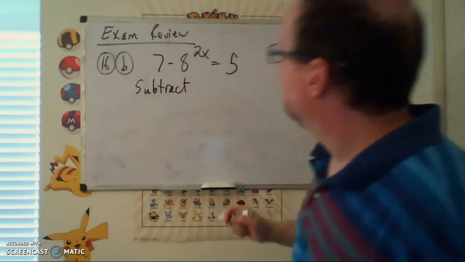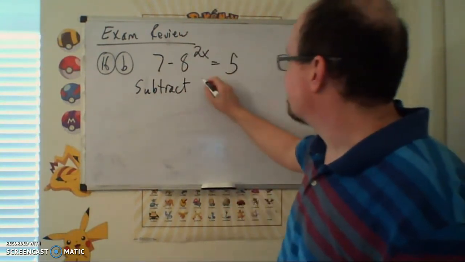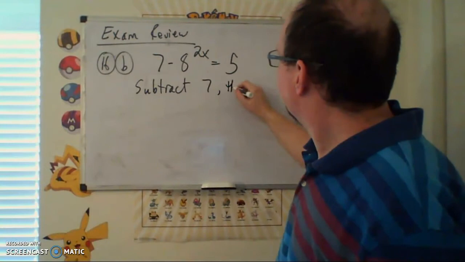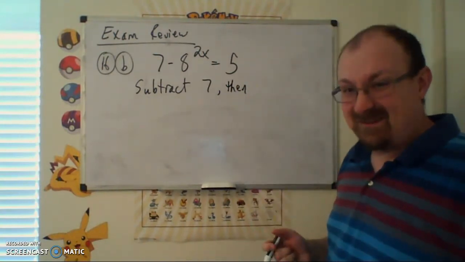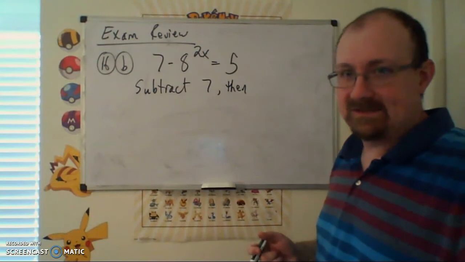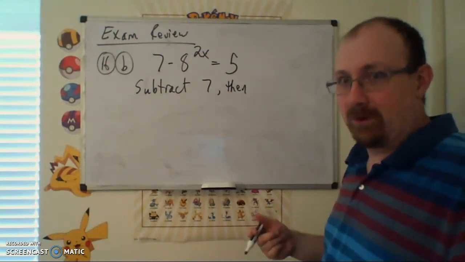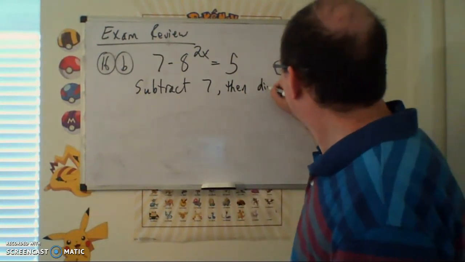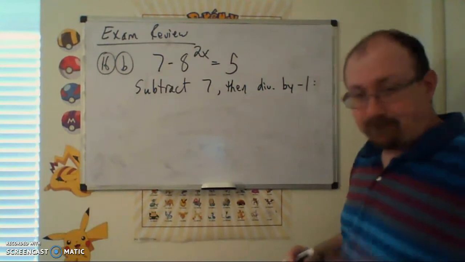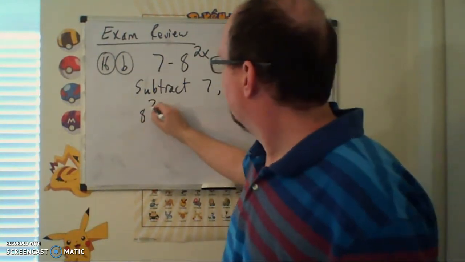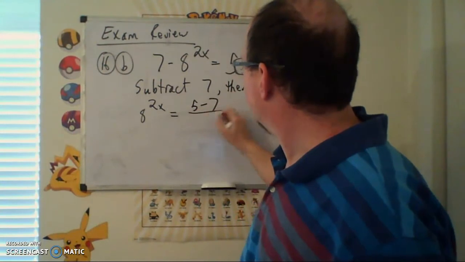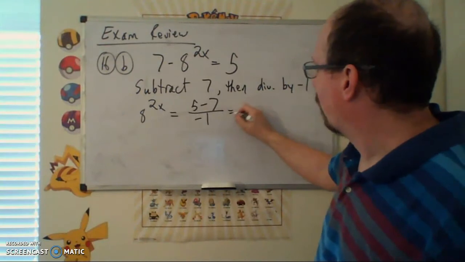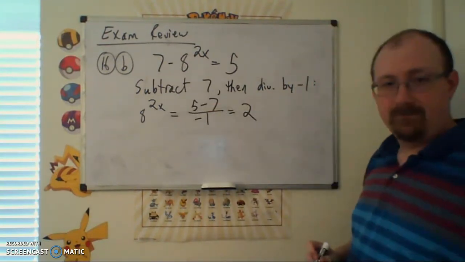So to get the exponential piece by its lonesome, I'm going to subtract 7 from both sides. That kills that off. I'd have 5 minus 7 over here. Then I've got a negative in front of that 8 to the 2x. It's not negative 8 to the 2x, really. It is a subtraction. I'm going to get rid of the minus because it would throw things off. So if we do that, we have 8 to the 2x equals 5 minus 7, that thing divided by negative 1. Okay, and if you work out the arithmetic here, you're going to get positive 2.